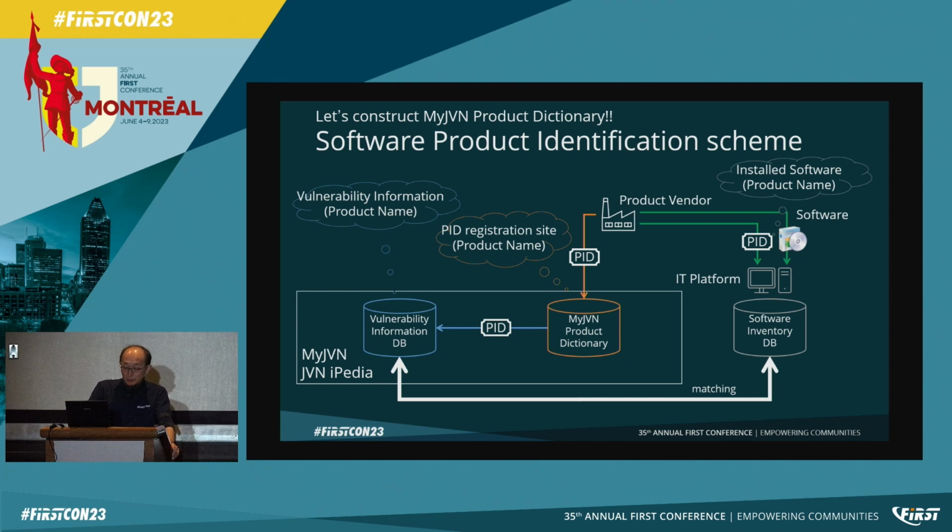Matching and providing vulnerability alerts. A software product identification scheme ensures accurate matching of the vulnerability information and installed software. By referencing the MyJVN Product Dictionary, the scheme provides reliable and timely vulnerability alerts.